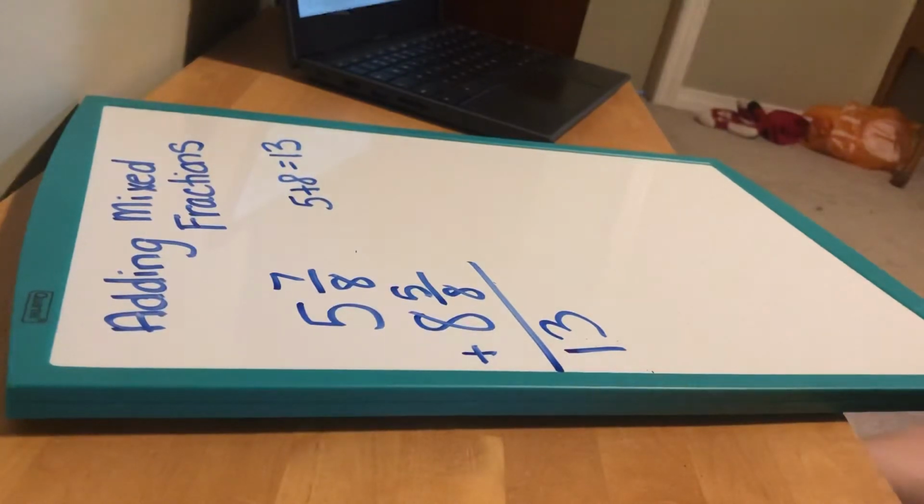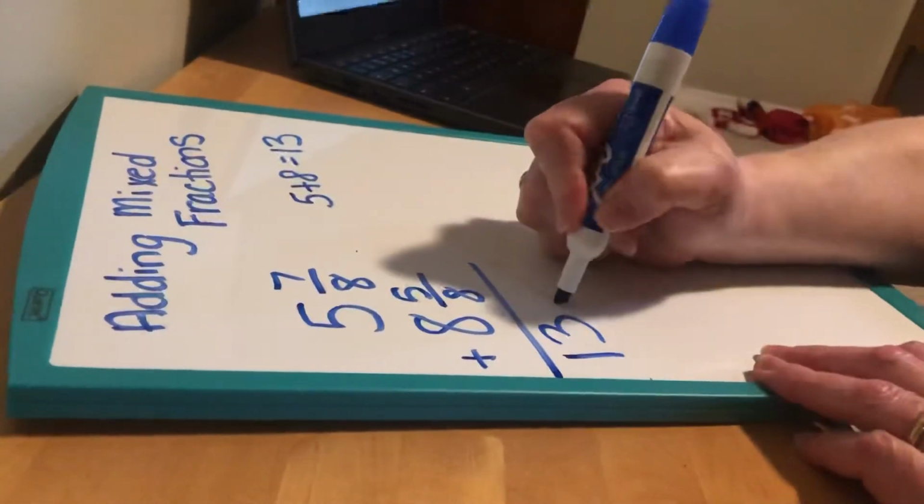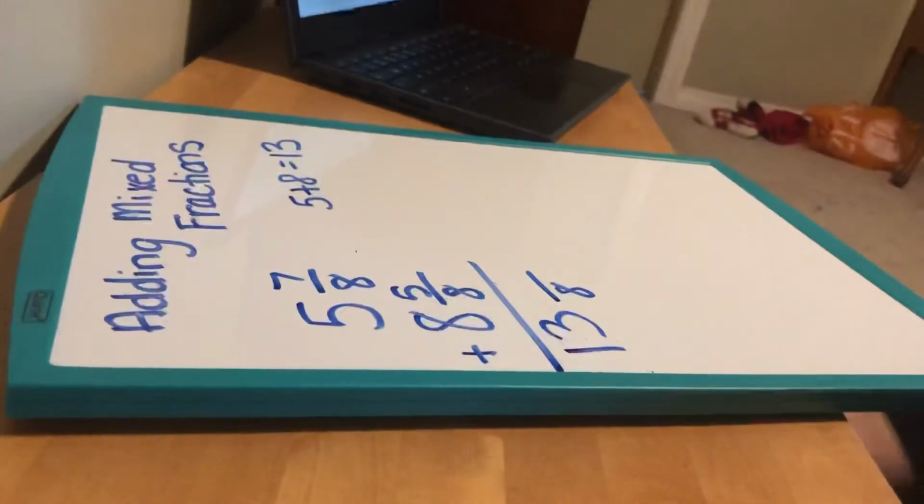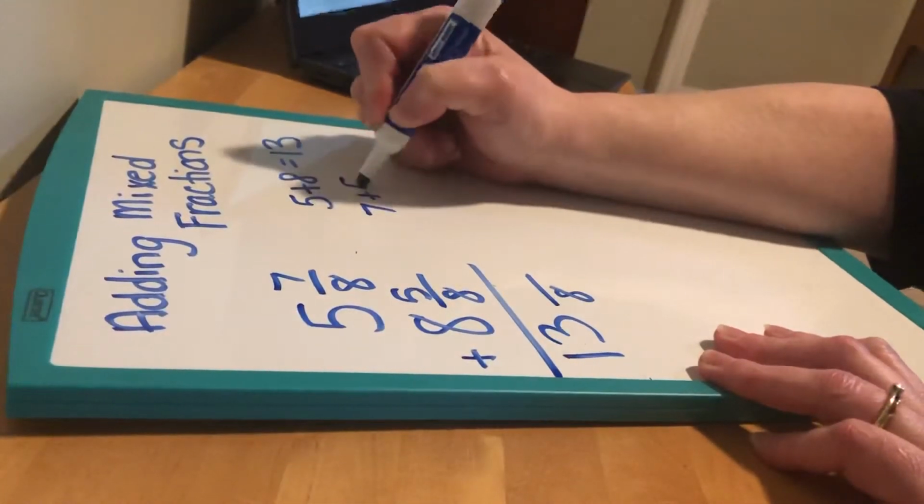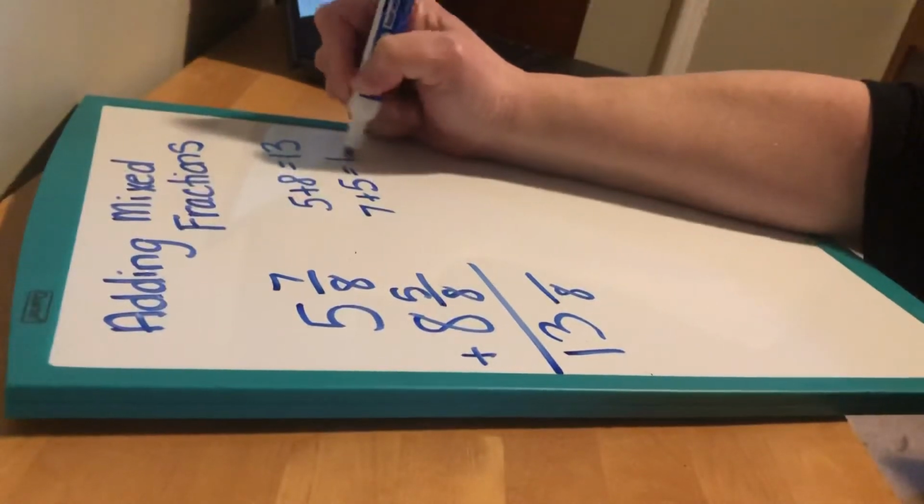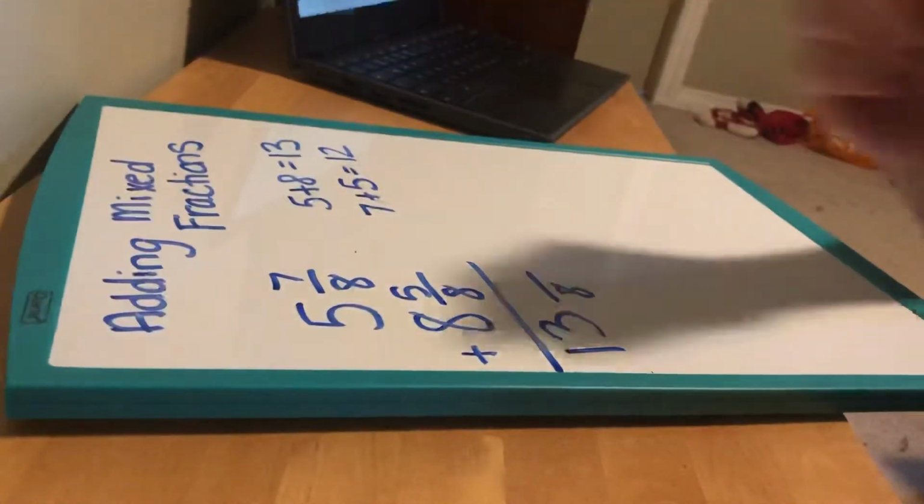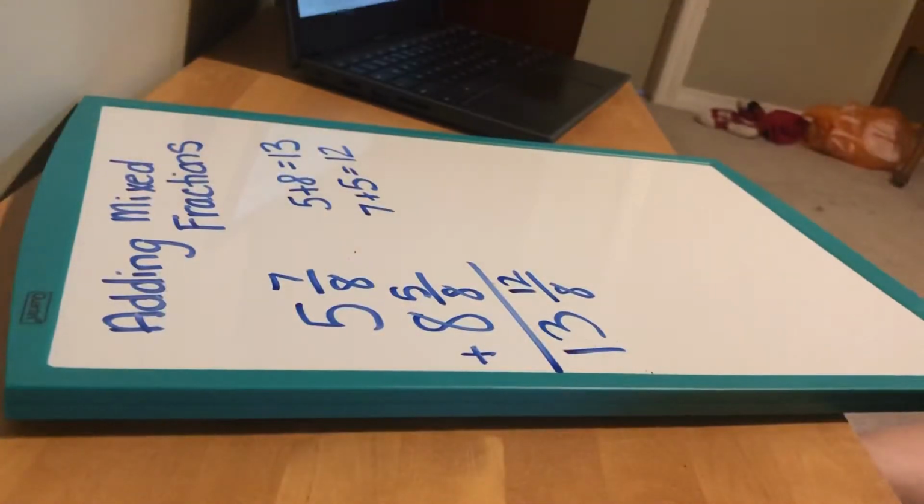The next thing we're going to do is we're going to add the fraction bits. Because they're both 8s, our denominator is going to be an 8. Easy enough. So then all I need to do up here is add the 7 and the 5. Those are the two numerators for our fraction bits. And 7 plus 5 is 12. So I'm going to come back over here and I'm going to put 12 as our numerator.